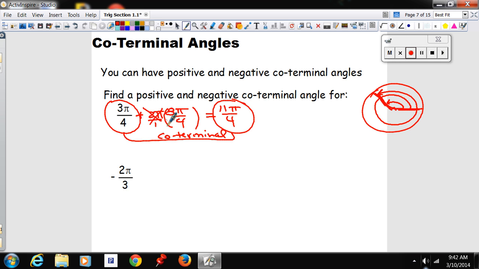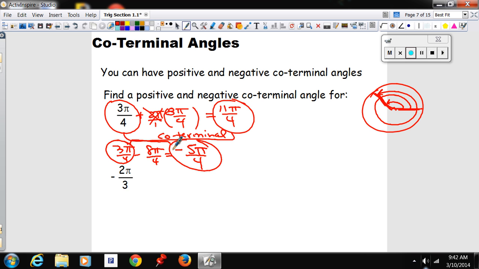That's a positive one. How do I get a negative coterminal angle? You just subtract the 2 pi, and I'm going to change that to 8 pi over 4 right away. I already know that I need 8 pi over 4. What's 3 pi over 4 minus 8 pi over 4? That's your negative coterminal angle, negative 5 pi over 4. So these are also coterminal angles.